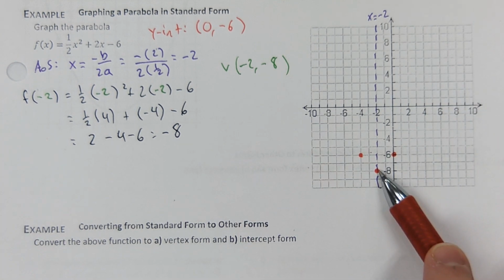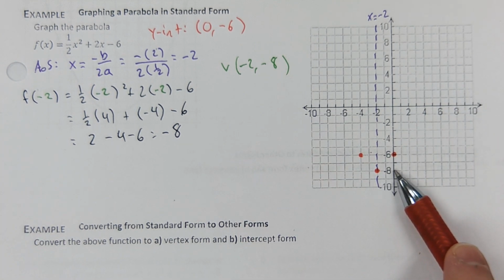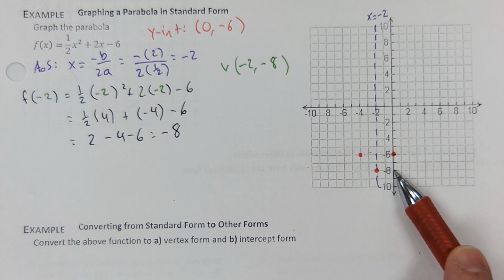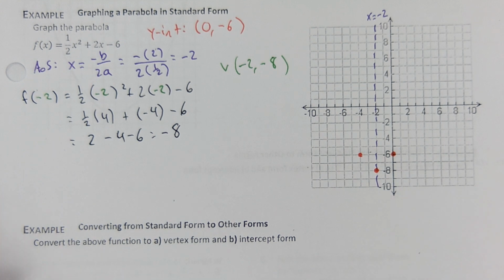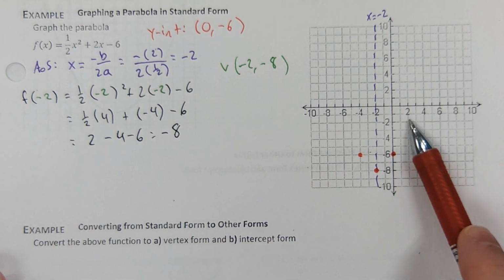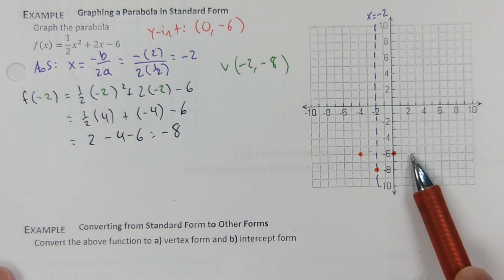So if we go 2 away, we get there. Go 2 away again, it gets you here to x equals 2. So for fun, to get 5 points, not just 3, I want to plug in x equals positive 2 because it is 2 2's away.